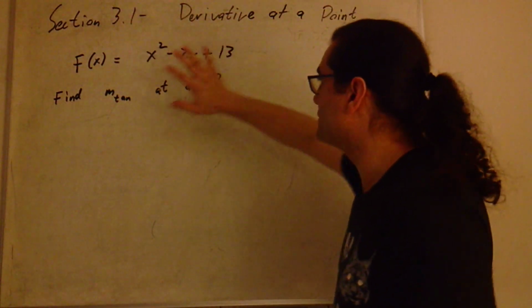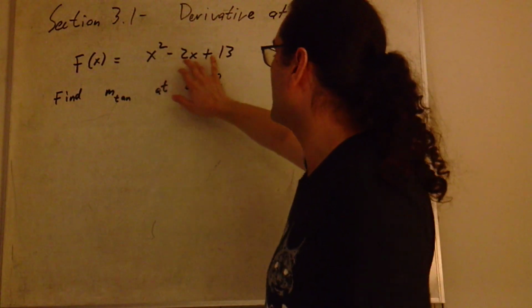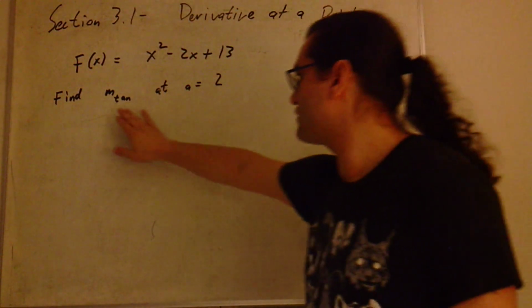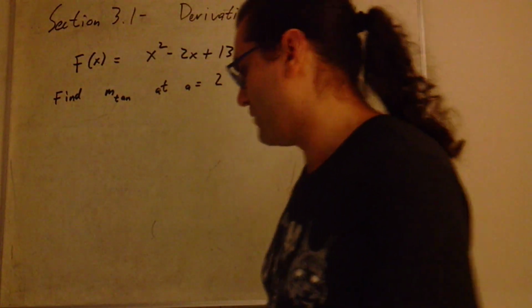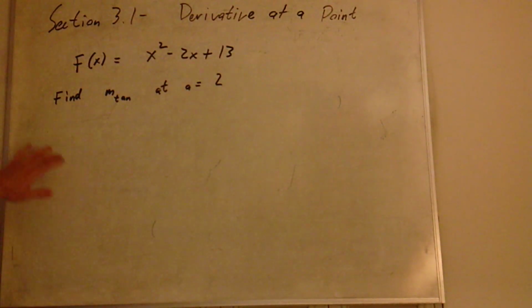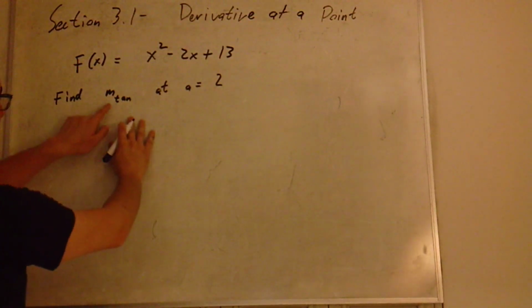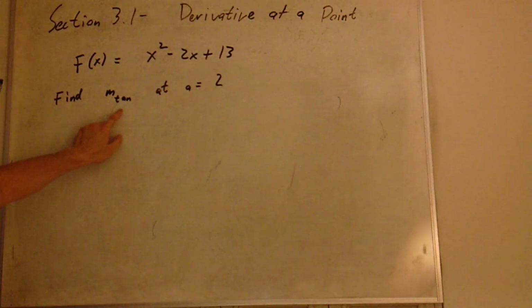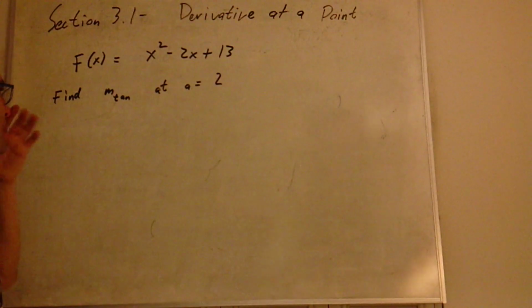I have here a function f of x equals x squared minus 2x plus 13. Pretty standard issue quadratic. And we're going to find the slope of the tangent line when a is 2. This m tan is, for now, how we're going to write this idea of a derivative. M tan is just the slope of the tangent line. So you'll see this a lot. We'll get better notation for this pretty soon, so don't fall in love with m tan. It's going to change. But for now, m tan will do the job.